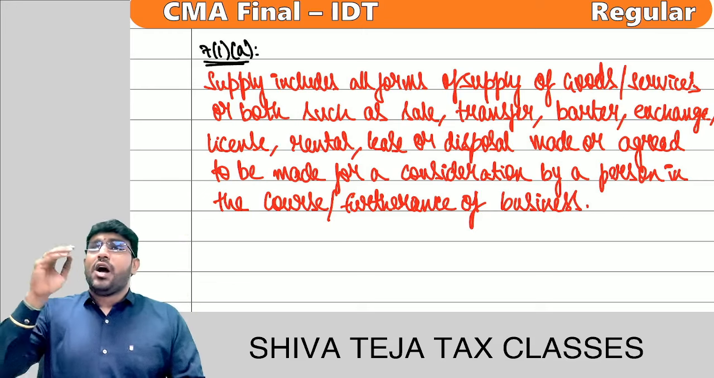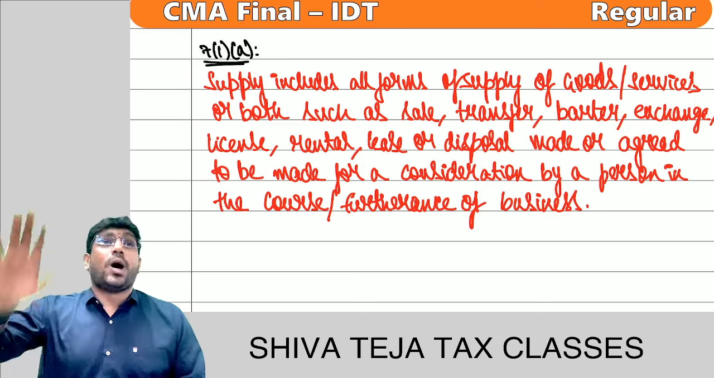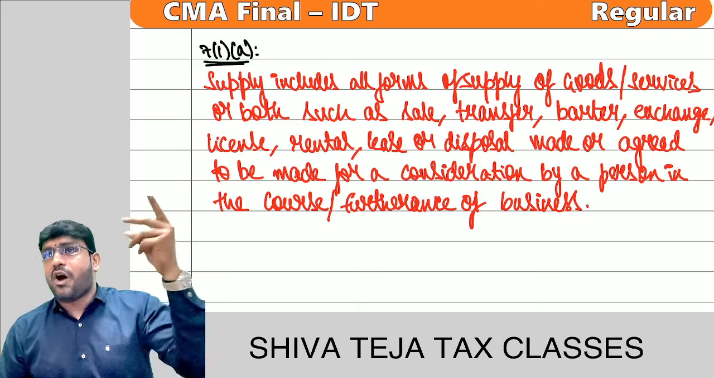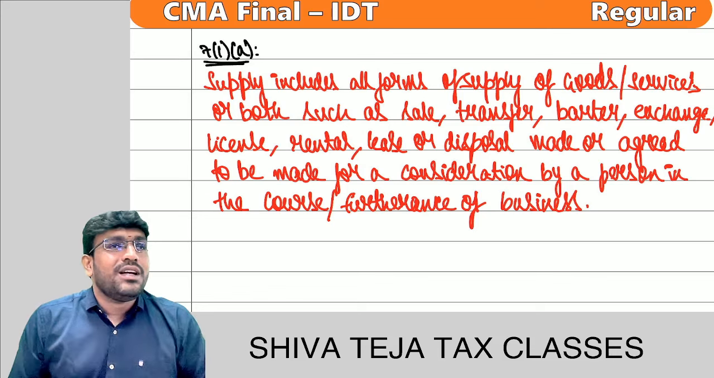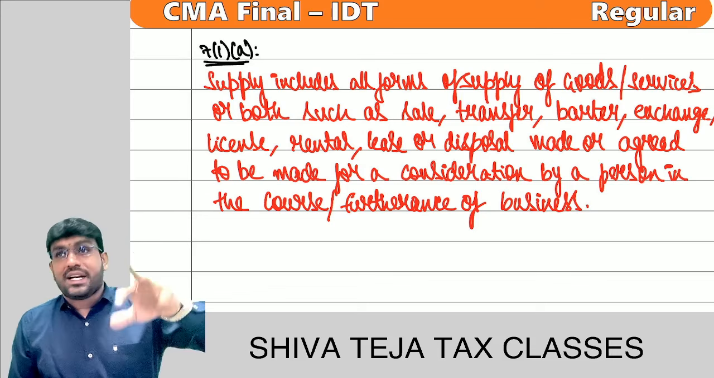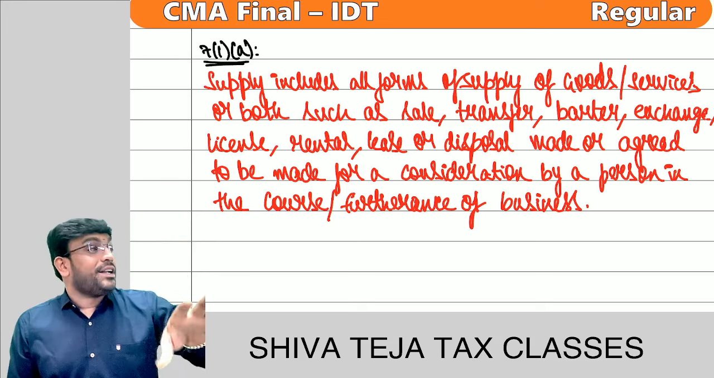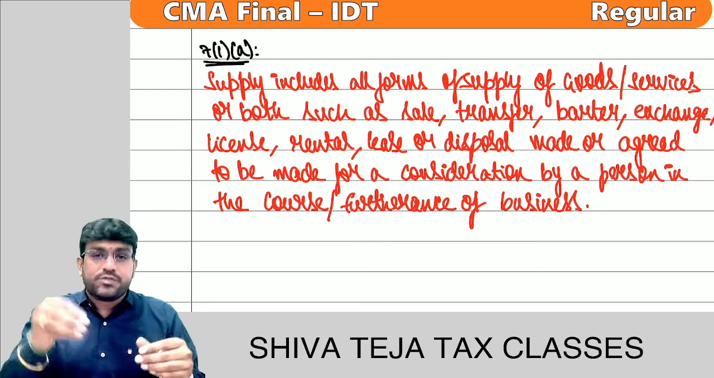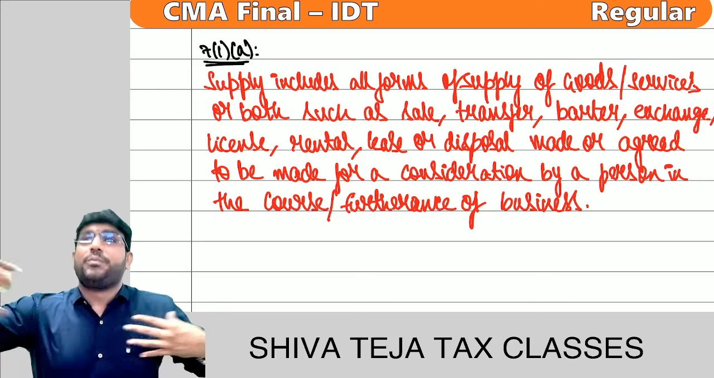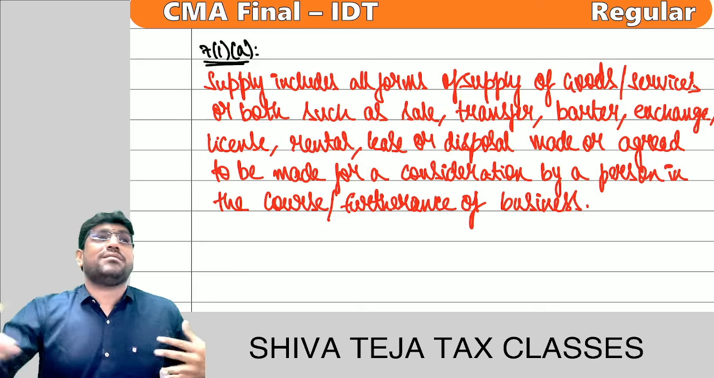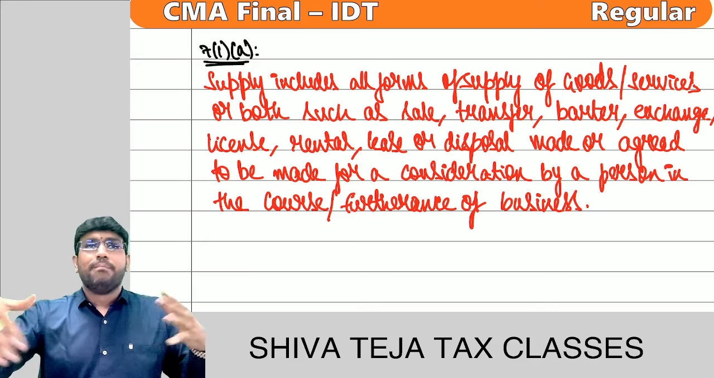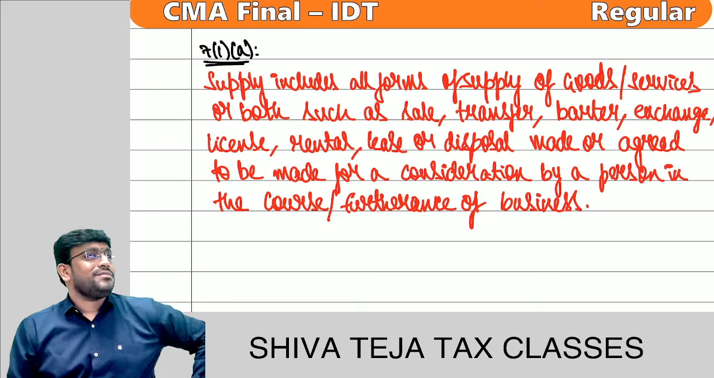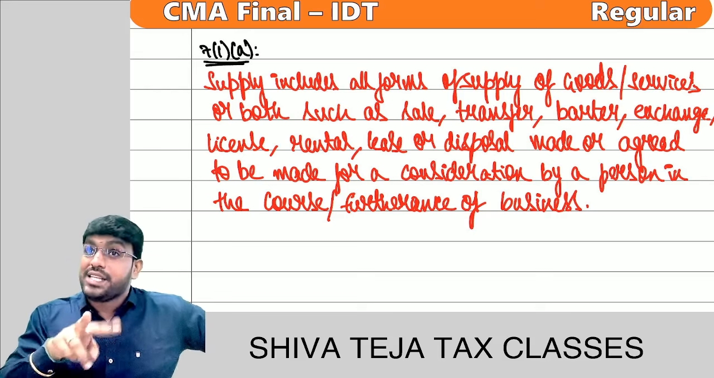One more time, repeat, come on. Sale, transfer, barter, exchange, license, rental, lease, or disposal. Don't get confused. The moment rent will come, next word should be lease. Sale should come, next word should be transfer. Barter comes, next word should be exchange. Clear? License, rental, lease or disposal.